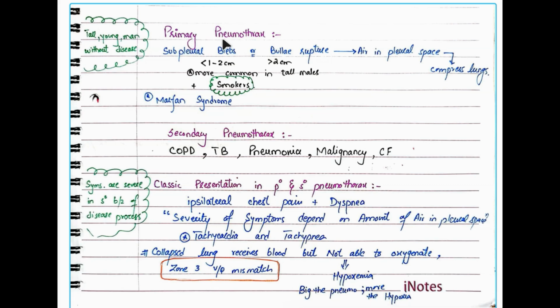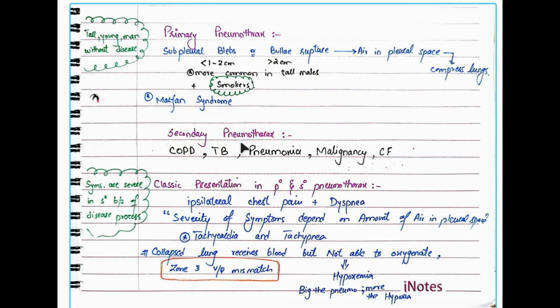Primary pneumothorax is likely to occur in tall, young males without any pre-existing pulmonary disease. They can develop subpleural blebs, which will be less than 1 to 2 centimeters, or it can be secondary to bulla rupture if they are more than 2 centimeters. Now, air will enter the pleural space and it will try to compress the lung. It is more common in tall males who are smokers. And secondarily, Marfan syndrome patients are likely to develop primary pneumothorax.